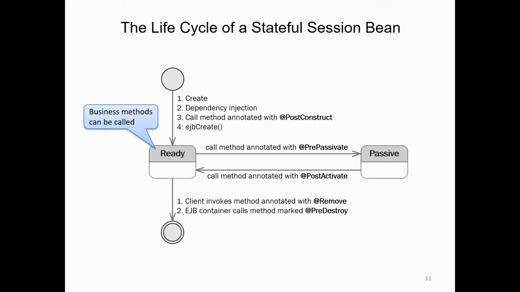Now, it might be that the stateful session bean needs to go into passive mode. In other words, it hasn't been used for a while and it needs to be moved into the background. And so the EJB container will call the method that has been annotated with PrePassivate. So for example, if when moving into the ready state, the PostConstruct method created a connection to a database. It shouldn't do that in the environments we're going to be using, but if it did, that connection to the database probably ought to be closed before this session bean moves into passive mode. And that would be something you could do in the method that has been annotated as PrePassivate.